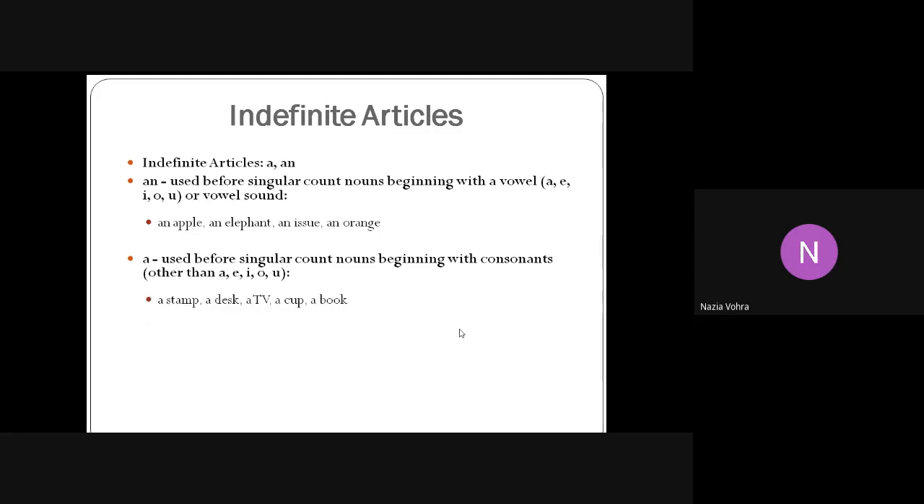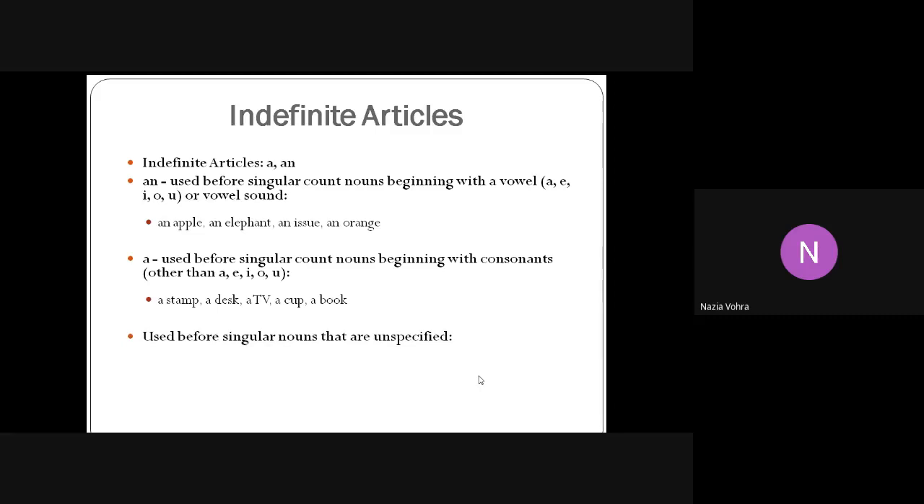Okay, next, A is used before a singular count noun beginning with consonants. All the letters in our alphabet except A, E, I, O, U are called consonants, and we use article A for them. Clear? Say for example, a stamp, a desk, a TV, a cup. They are all singular and we are using article A.